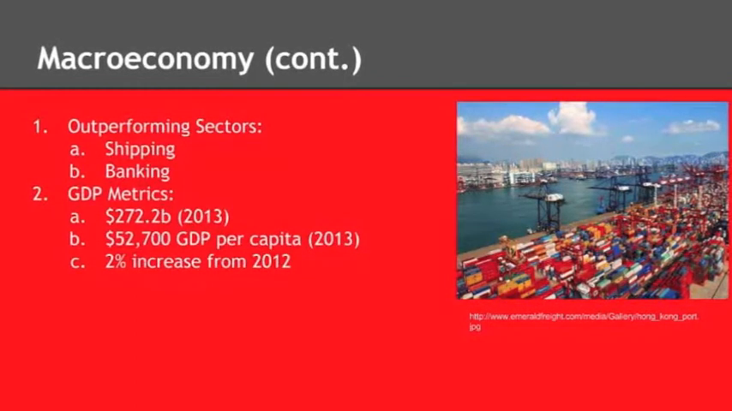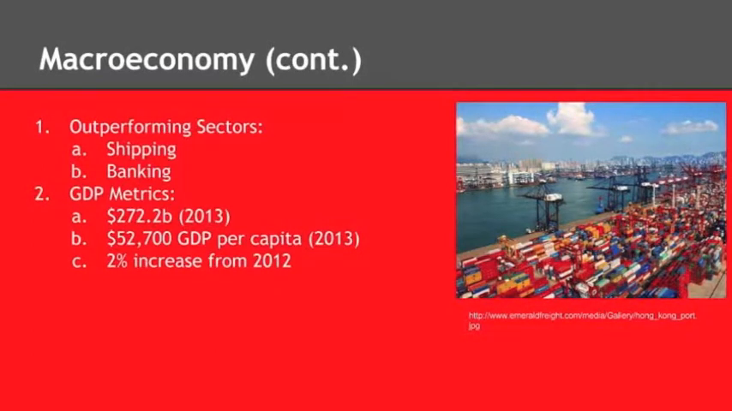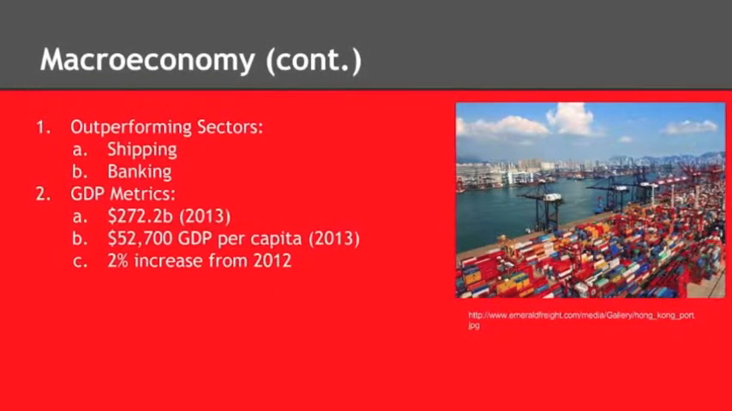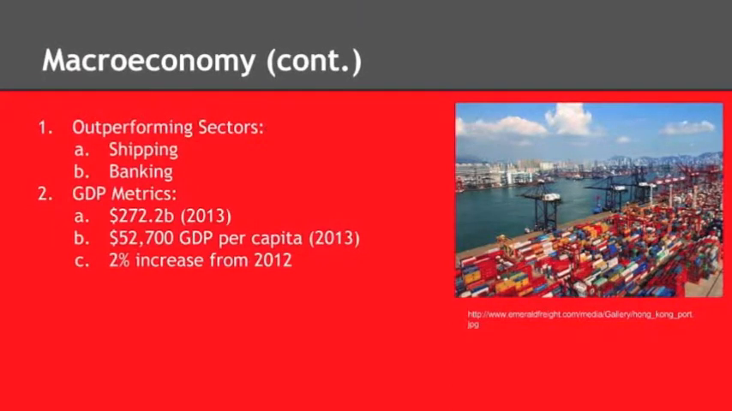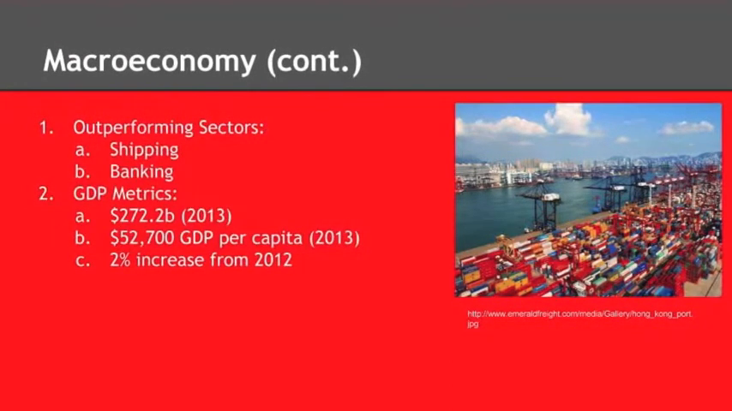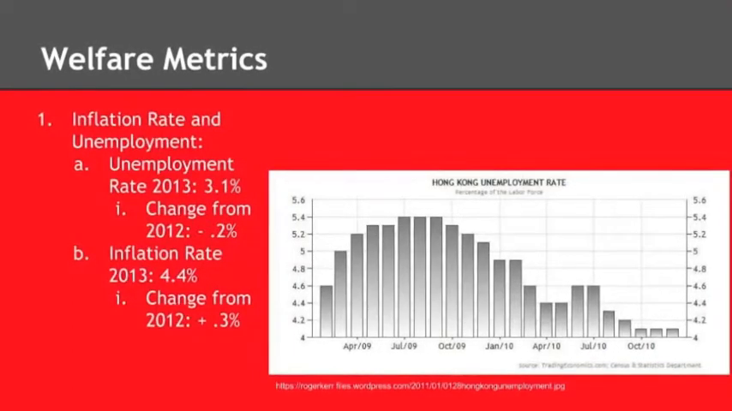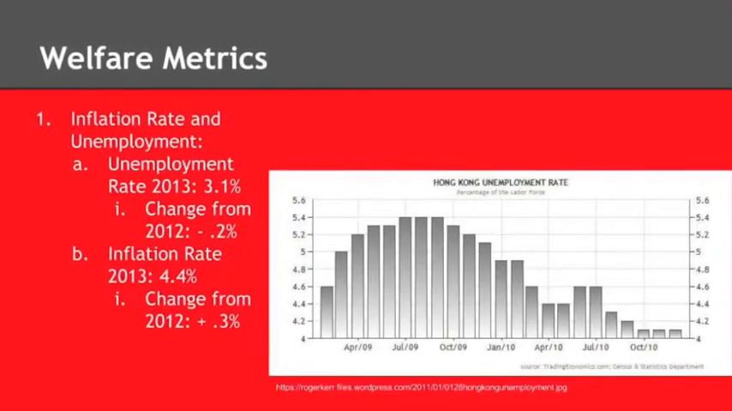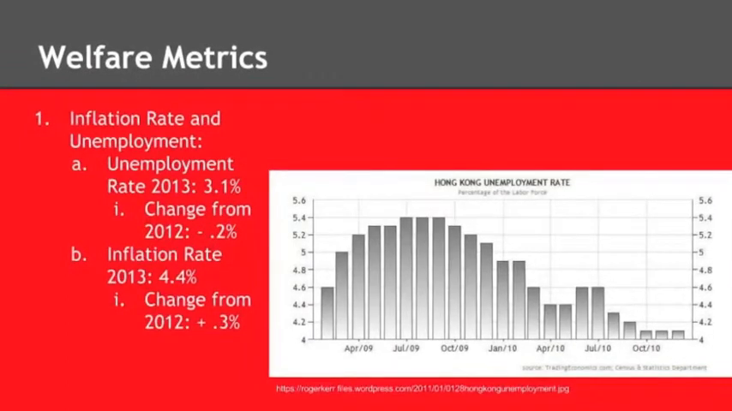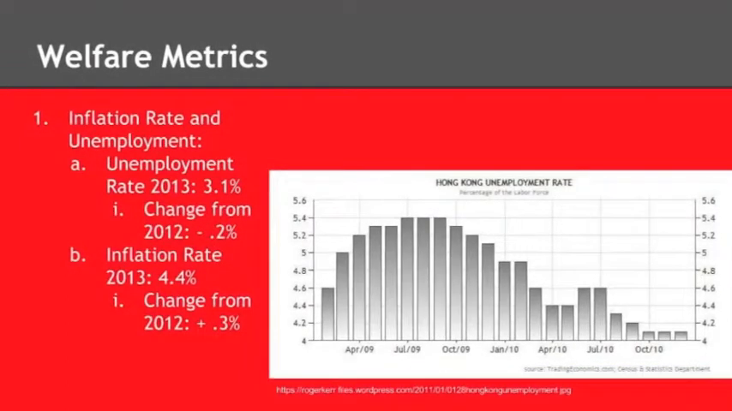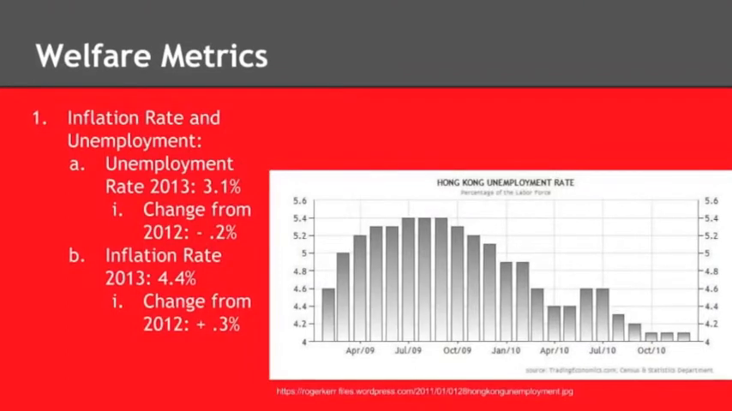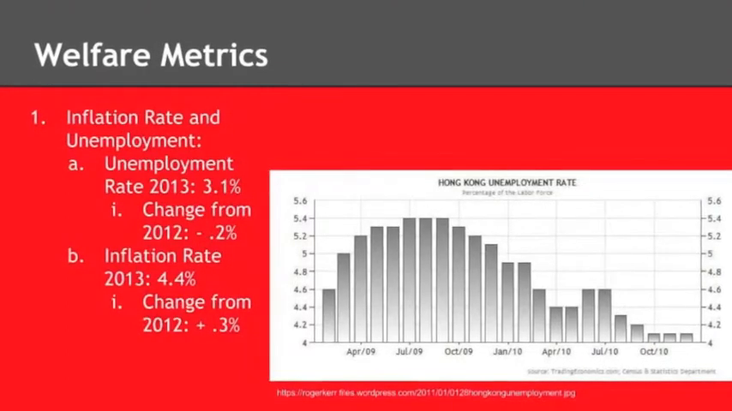Hong Kong's GDP metrics for 2013 include $272.2 billion GDP and $52,700 GDP per capita. This represents a 2% increase from 2012. The unemployment rate in Hong Kong in 2013 was 3.1%, which represented a negative 0.2% change from 2012. The inflation rate in 2013 was 4.4%, or a positive 0.3% change from 2012.